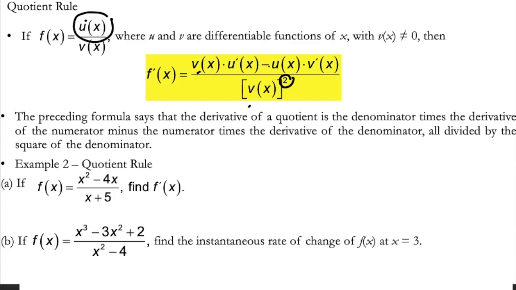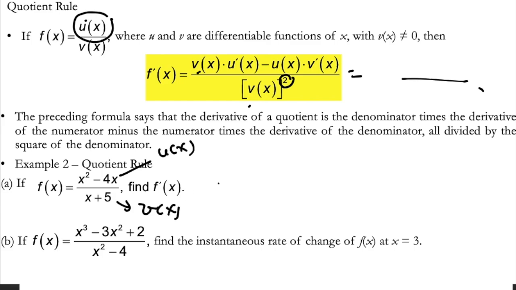Then you write minus. After you write minus, you keep u(x), multiplied by the differentiated v(x), which becomes v prime x. You get me? And then you simplify as usual. So an example here: let's say we have f(x) is x squared minus 4x over x plus 5. Don't factorize it, because it will make your life complicated here. Now, how to find f prime x here? Using this one as u(x), this one as v(x).